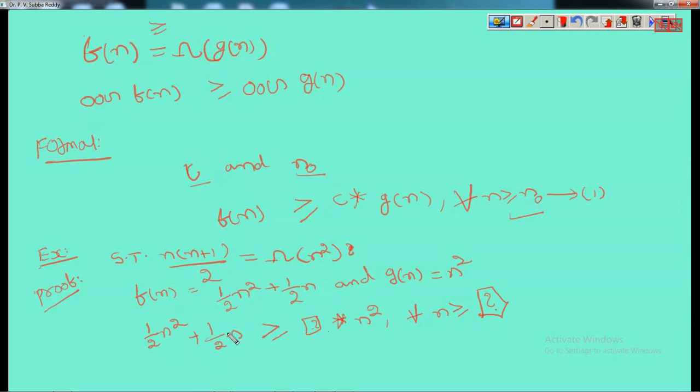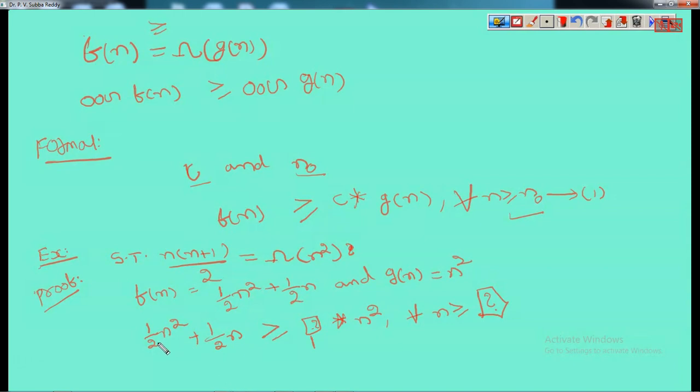Now can you guess what values I need to choose for c and n naught? If I choose 1 here, is it correct? Is 1/2 n² + 1/2 n greater than or equal to 1 times n²?